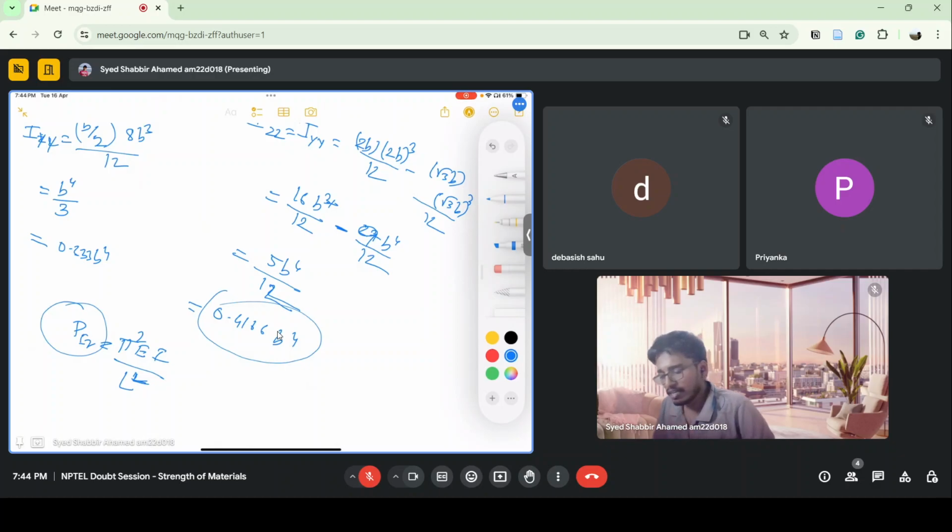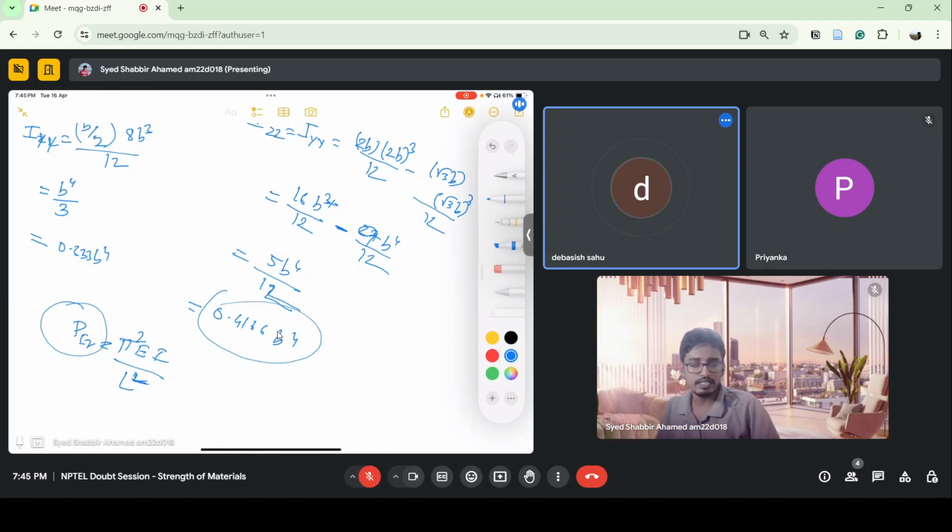So if I have different end conditions, let's say the first case is both ends hinged, the next case is both ends fixed, another case is one end hinged and one end fixed, and the other case is one end fixed and the other end free, which one will have the maximum critical load? So same column but different end conditions. Which one will be able to resist more load?